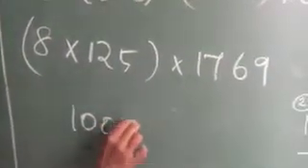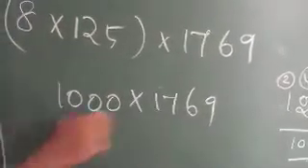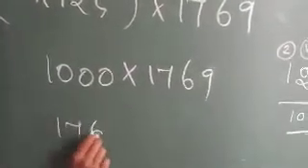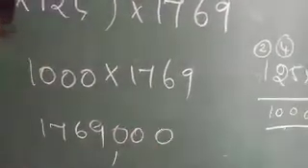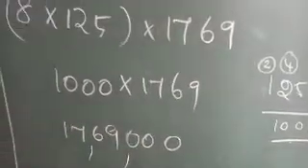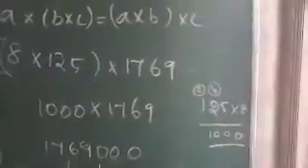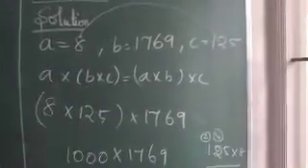So 1000 into 1769. Now it is easier to multiply. Now we put the zeros as it is. So now my answer is 17,69,000. Normal multiplication is also easy, but by using the properties we can solve by this method.